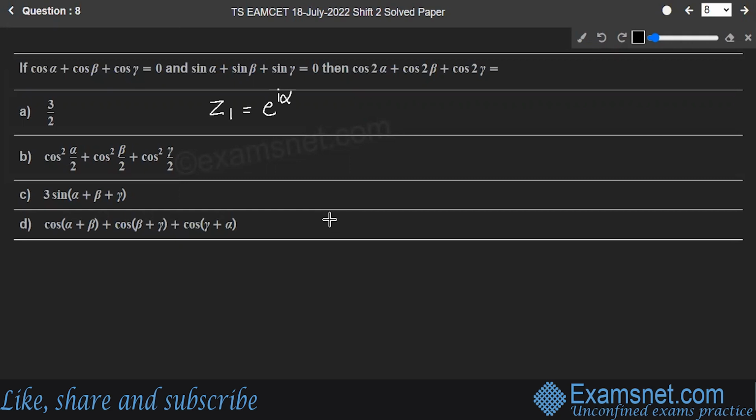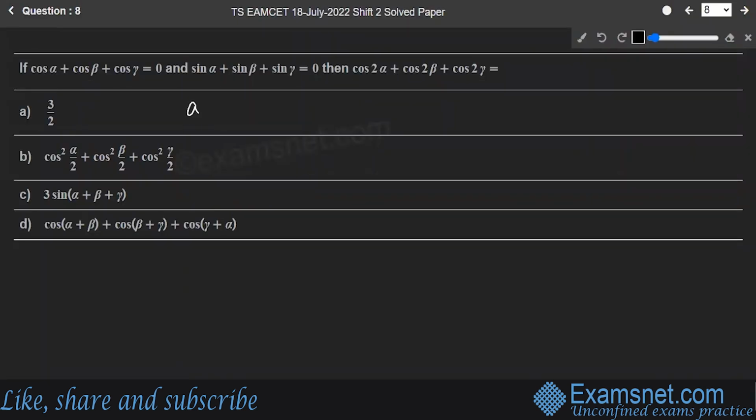And Z2 can be written as e raised to power. Question number 8. It says if cos alpha plus cos beta plus cos gamma is equal to 0 and sin alpha plus sin beta plus sin gamma is equal to 0, then you have to find out the value of cos 2 alpha plus cos 2 beta plus cos 2 gamma.